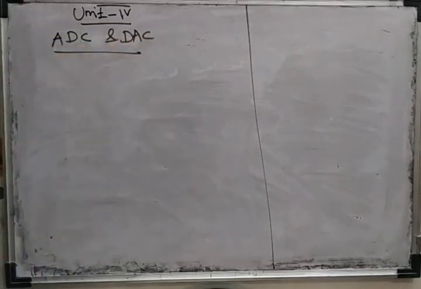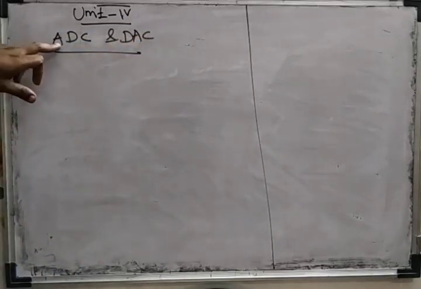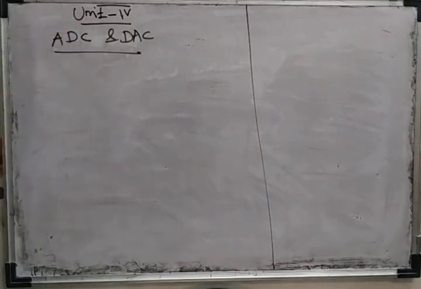So in unit 4, you are going to learn about analog to digital converter and digital to analog converter. In short, we can call them ADC and DAC. ADC means analog to digital converter, and DAC means digital to analog converter. In many applications, we need to convert analog signal into digital and digital signal into analog signal.